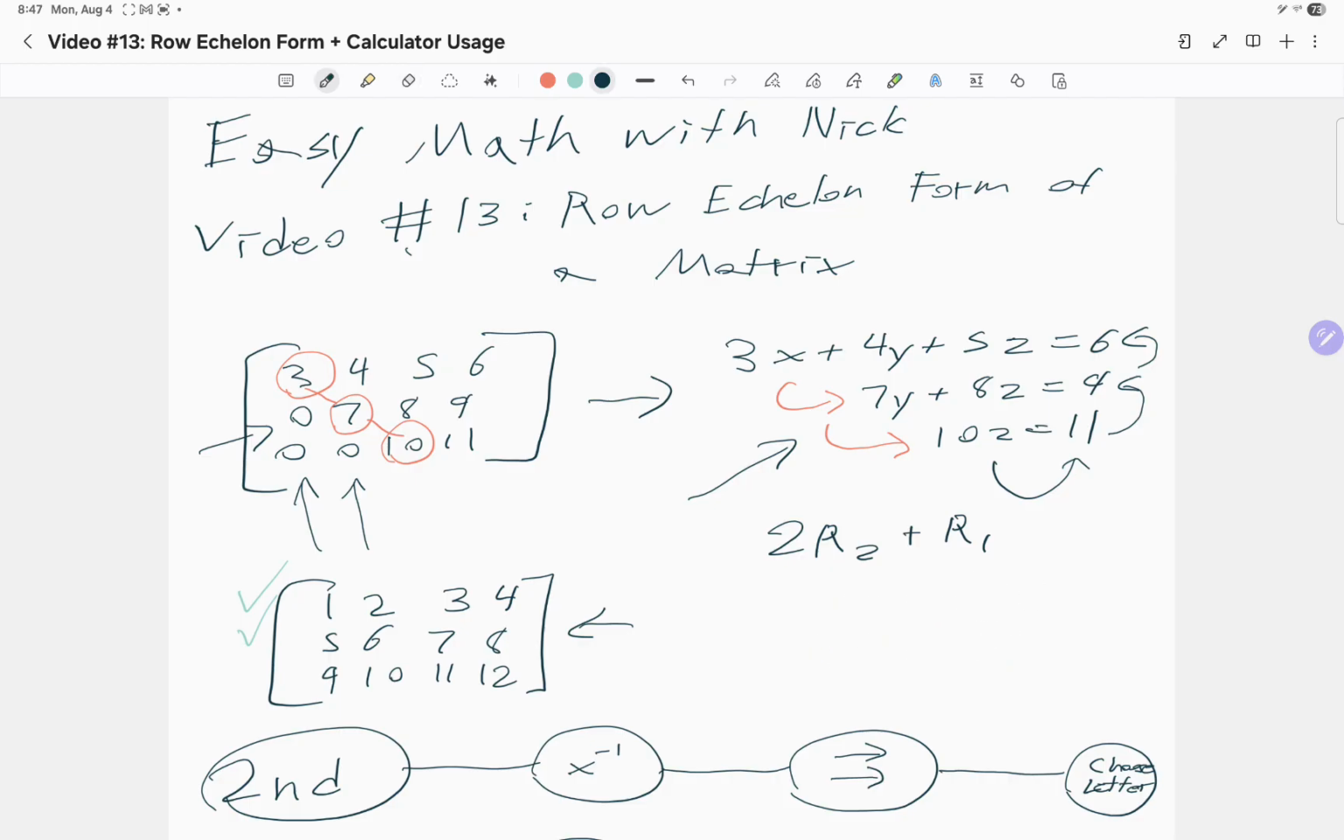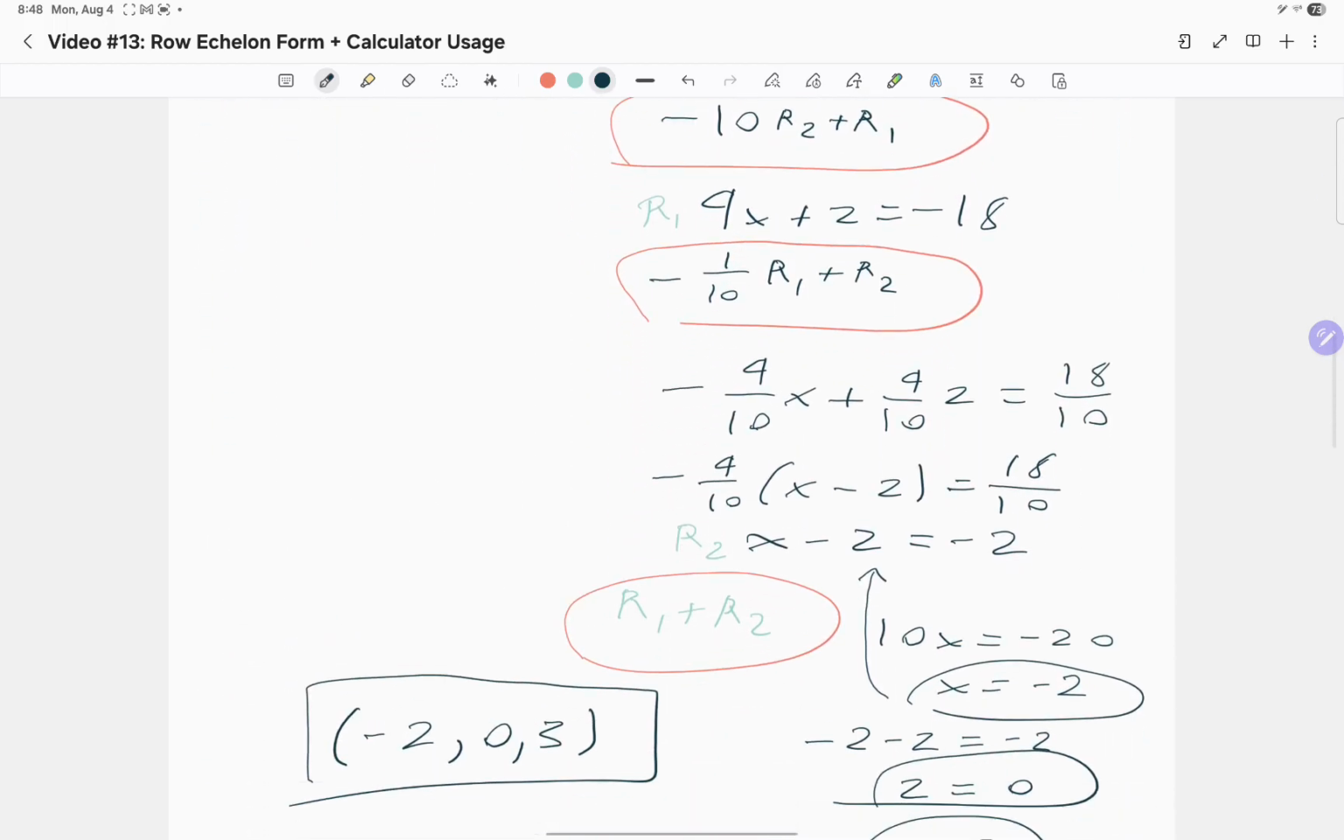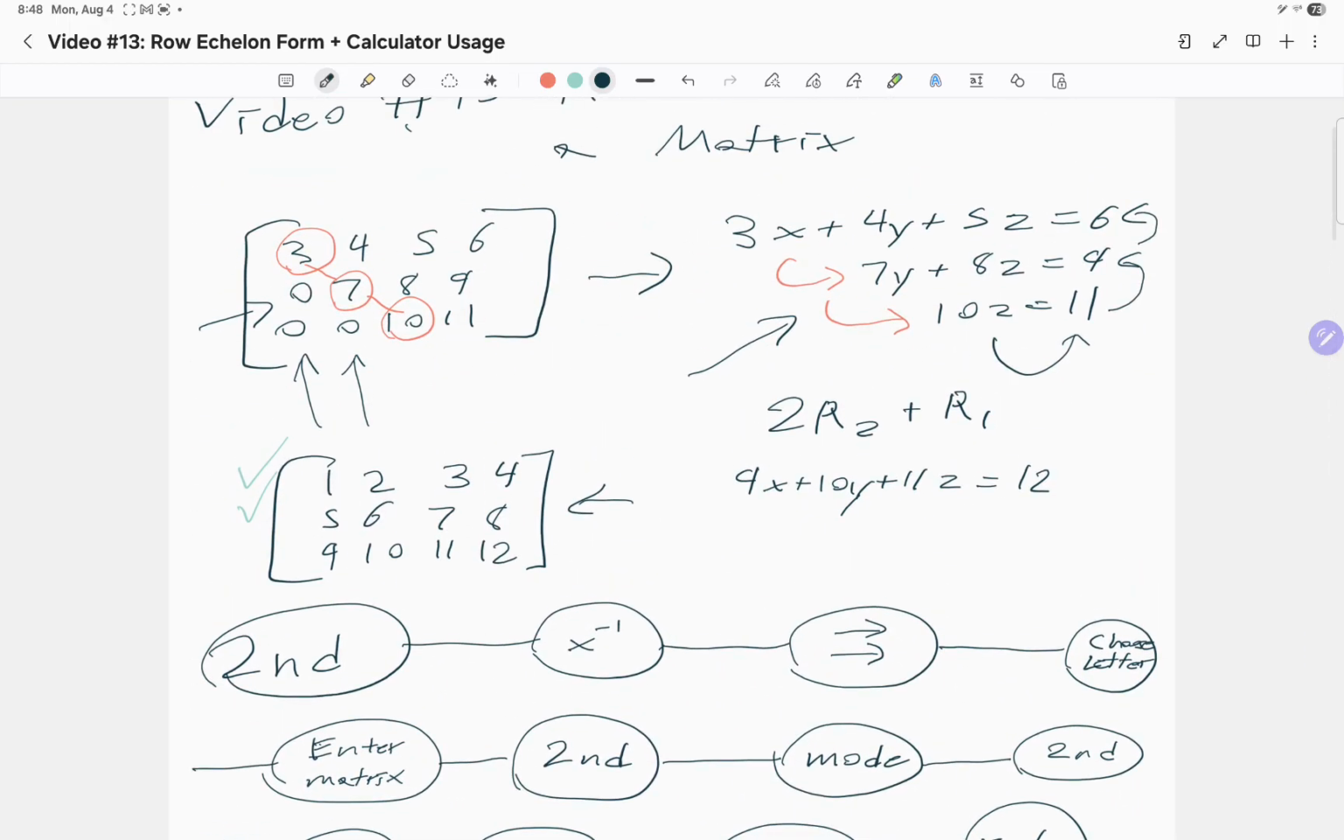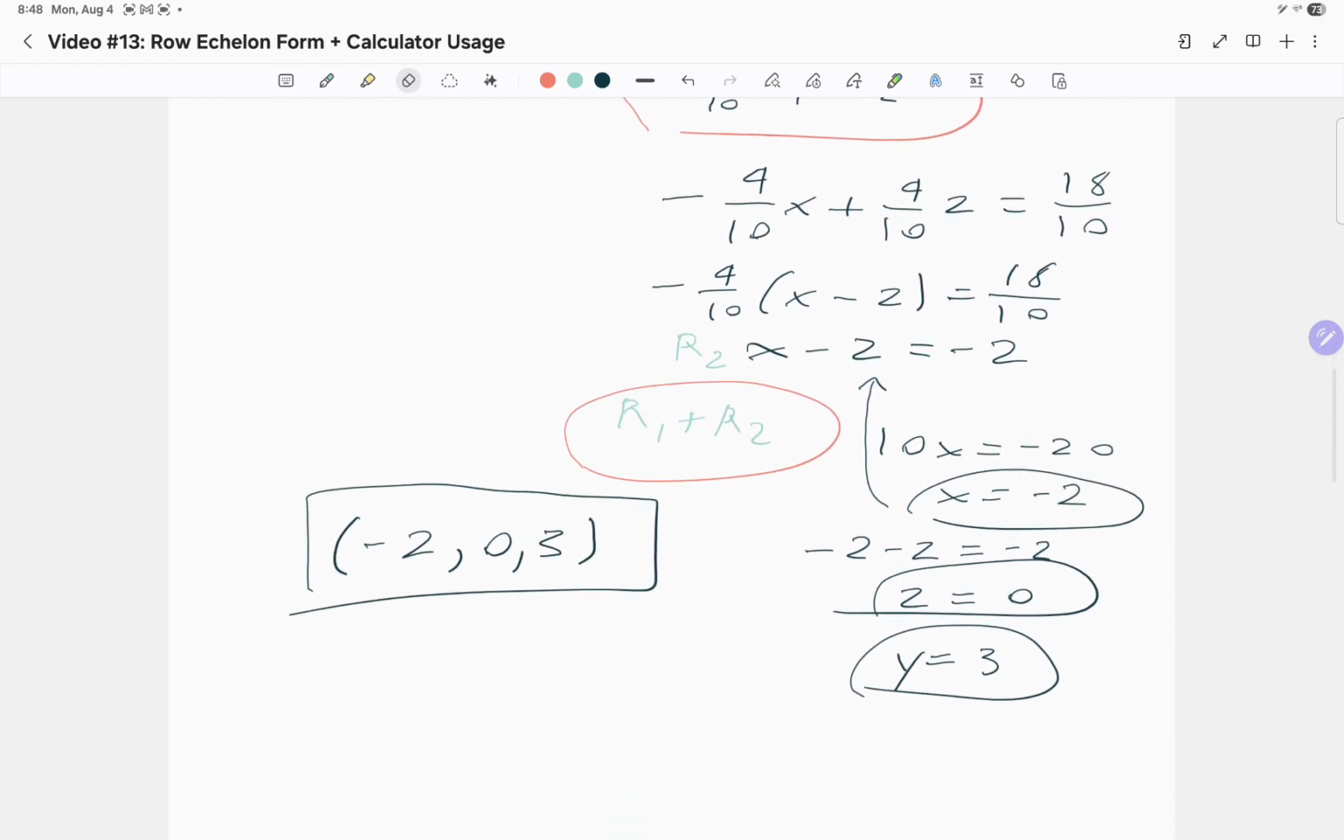Finally, let's check our row 3. Our row 3 can be converted to 9x plus 10y plus 11z equals 12. X is negative 2, so we'll have negative 18. Remember, y equals 3, 30, plus 0, because z is 0, equals 12, and that is valid. So we found the correct values for each variable. So there you go.